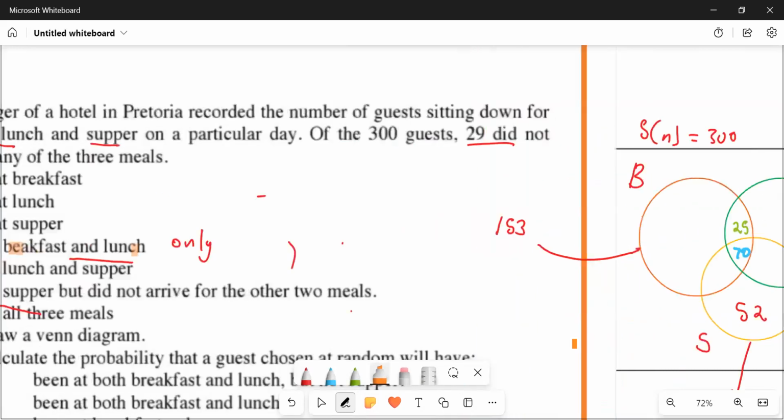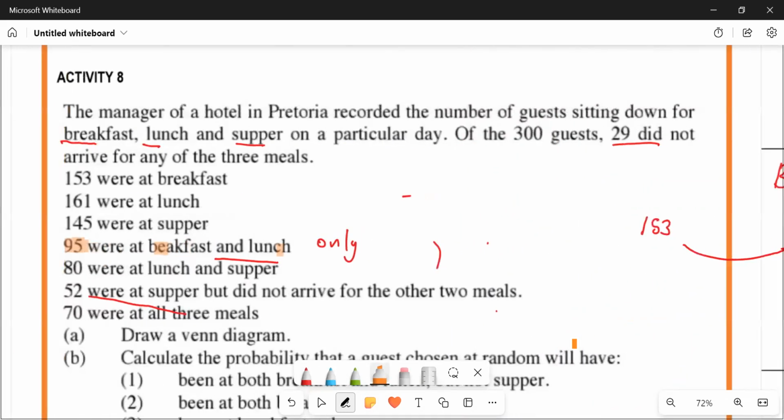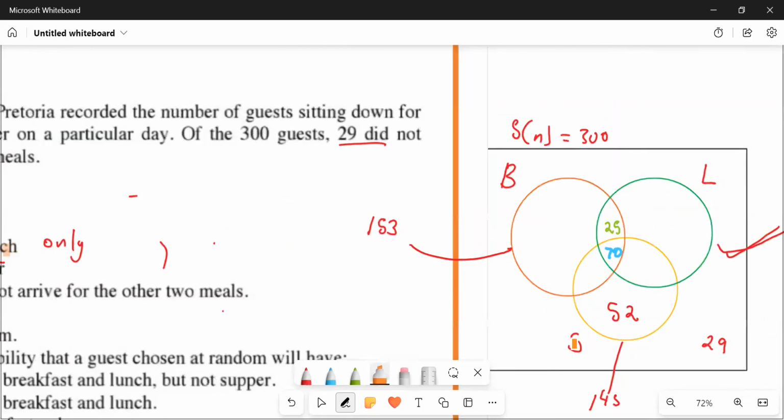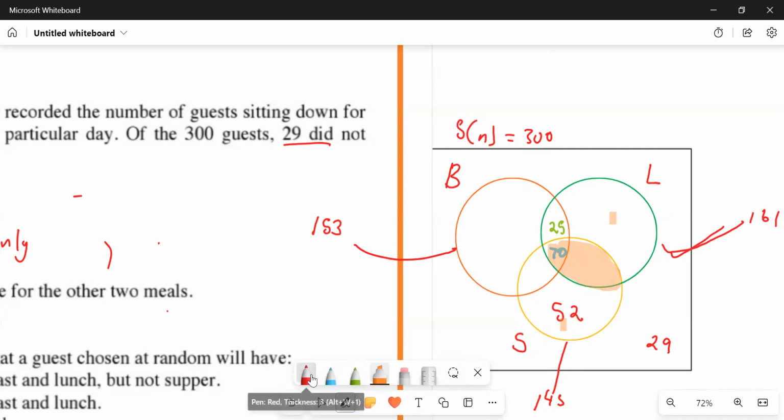Okay, let's go and check there. They say 80 people were at lunch and supper. So we have lunch and we also have supper. Lunch and supper starts from here and ends here. Lunch and supper, all in all, how many? It's 80. How many have you counted already? We've already counted 70. How many can I still add here? I can still add 10.